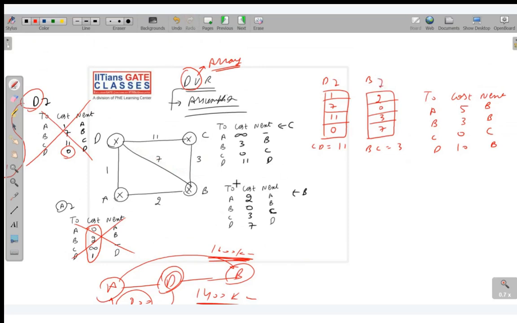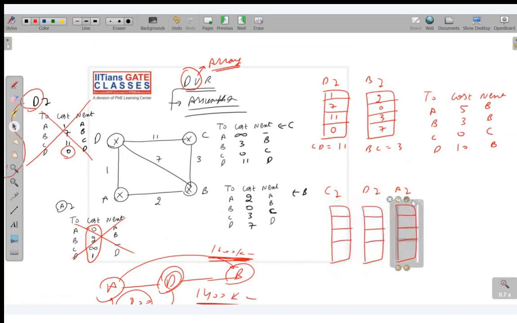So next is for B. B will receive from where? It will receive from C, it will receive from D, and it will receive from A. I will copy this out. From C it will receive infinity, 3, 0, 11. From D it will receive 1, 7, 11, 0. From A it will receive 0, 2, infinity, 1.